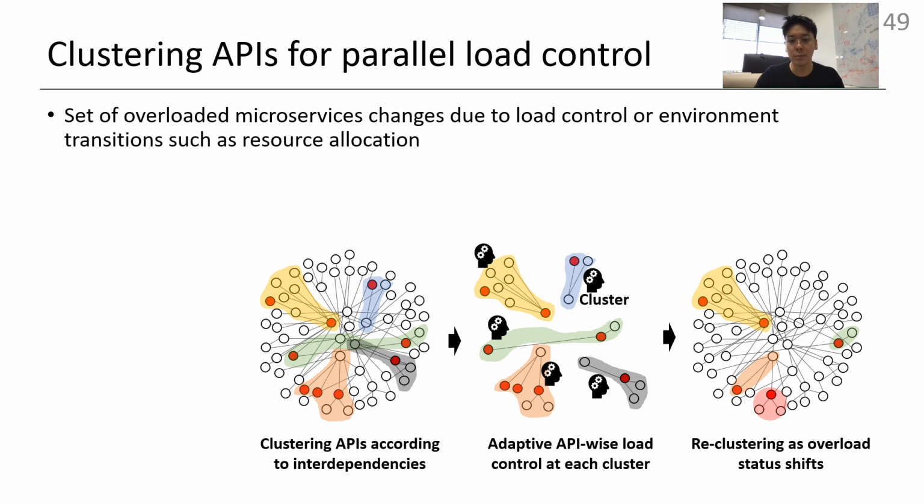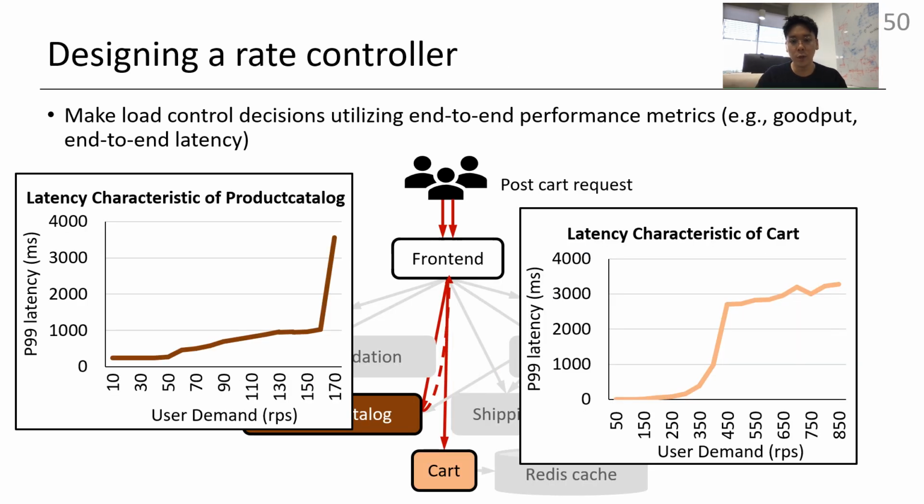Set of overloaded microservices changes, affected by our load control itself. Also, it changes due to things like additional resource allocation from an autoscaler. In such cases, it performs reclustering and maintains clusters as granular as possible. From here, we'll introduce the TopFull's rate controller.